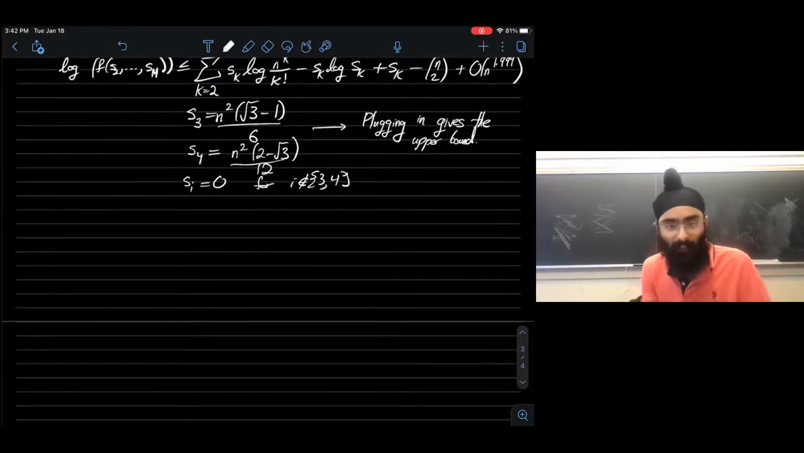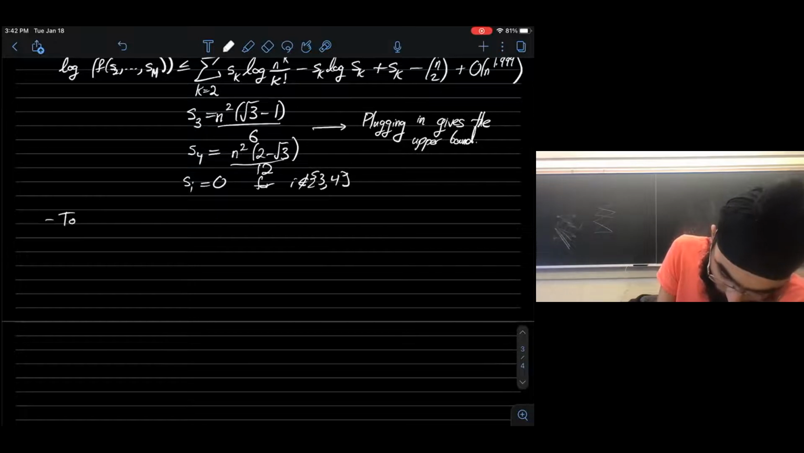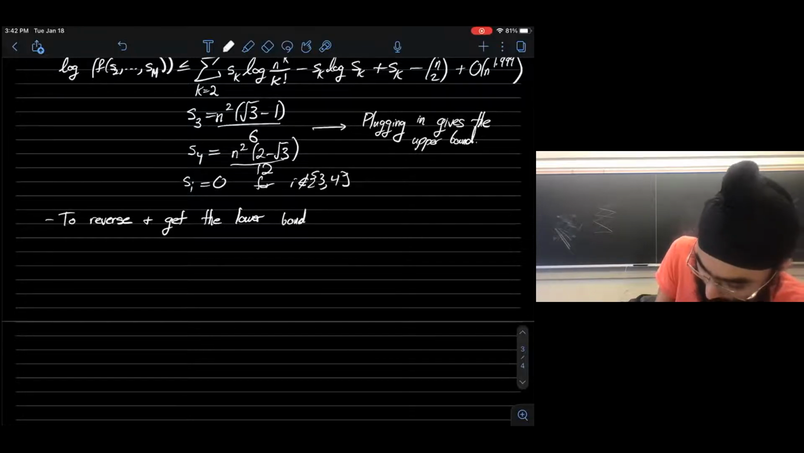It turns out there's an easy way to reverse this bound, and get the lower bound. Consider the following process.